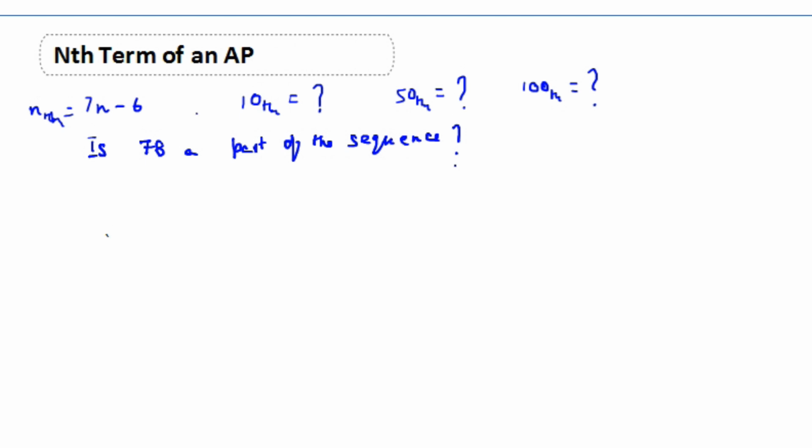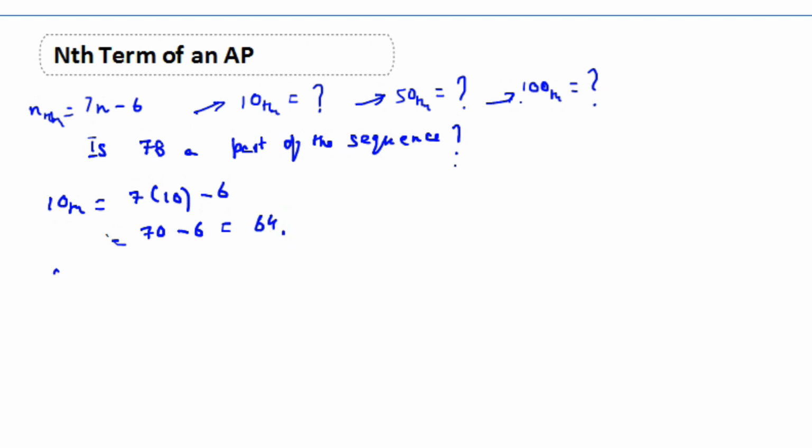And what we need to do is find the 10th term, the 50th term, and the 100th term, and then we also have to figure out whether 78 is a part of the sequence or not. So let's try and work that out. So for the 10th term, since the formula is 7n minus 6, it will be 7 times 10 minus 6, which is 70 minus 6, which is equal to 64. So that's the 10th term.